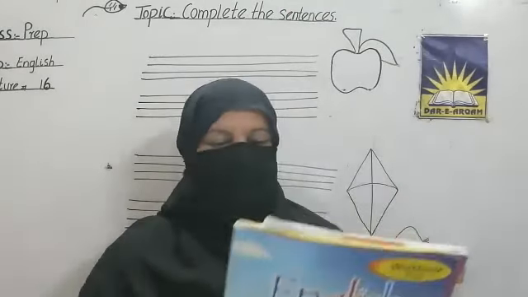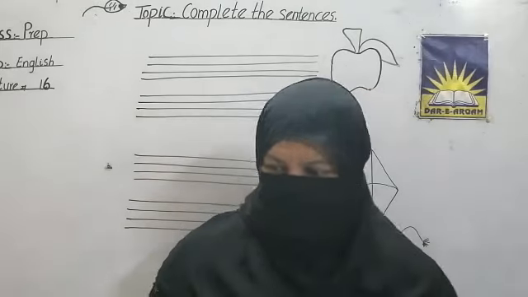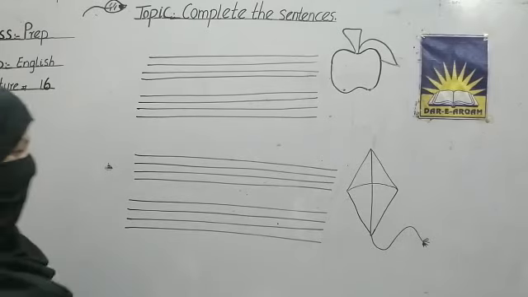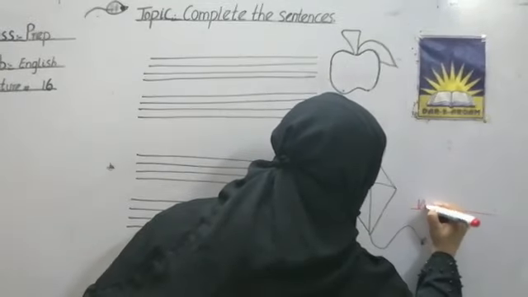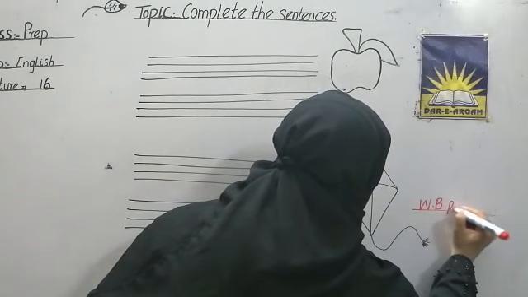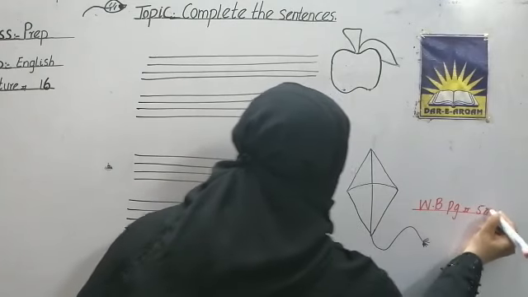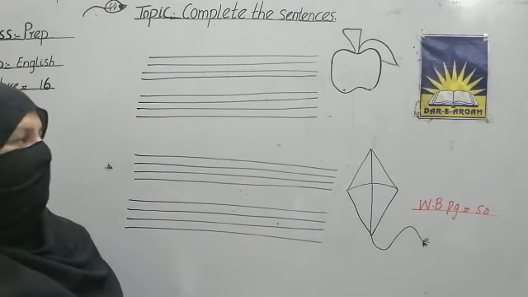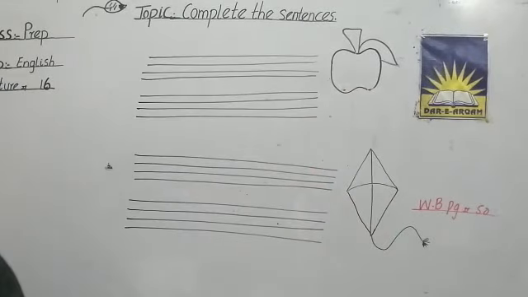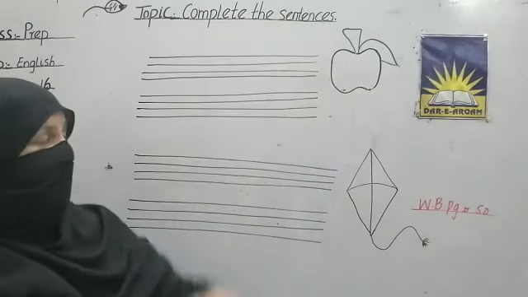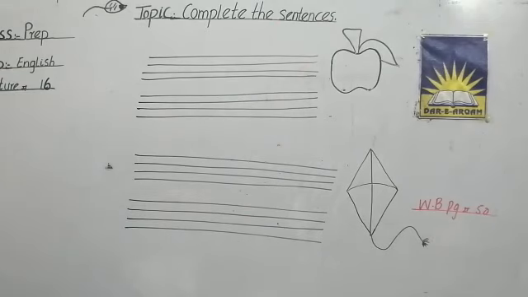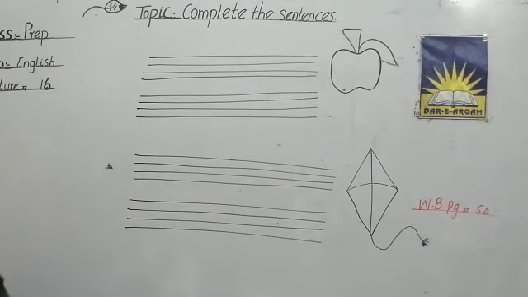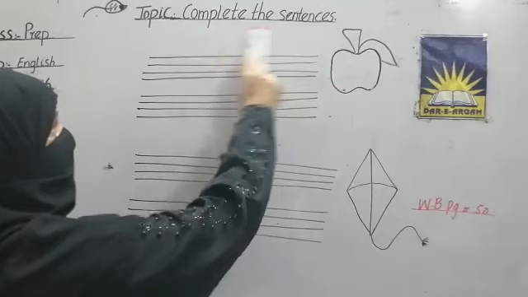Now students, open your English workbook, page number 50. Yes, good. Quickly open it and take a pencil in your hand. Now look at the board. What is it? Yes, good. Apple. So we complete the sentences here according to our topic.